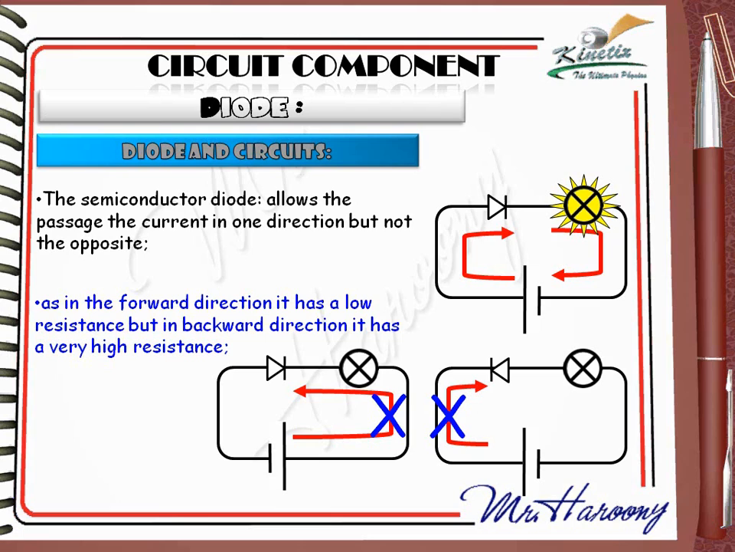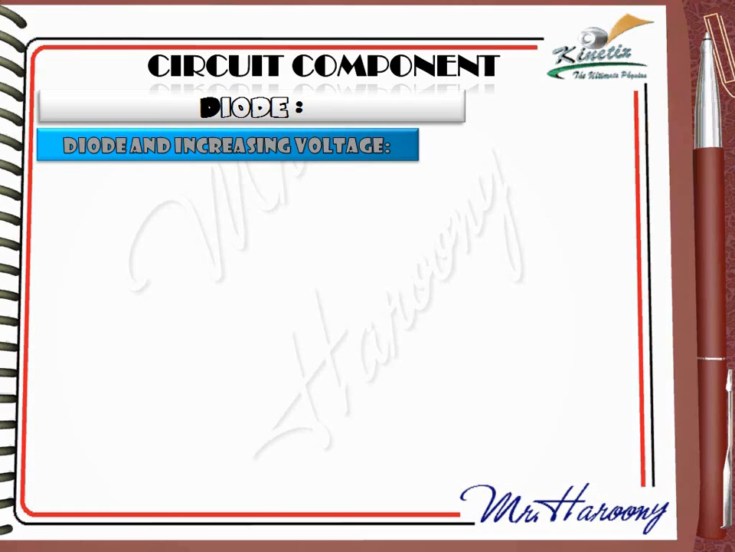So if the current is in the forward direction, its resistance will be very small. But if the current is in the backward direction, its resistance will be very large enough to block the current. It is made of a semiconductor like silicon or germanium. Diode and increasing voltage. We will study first the forward bias.